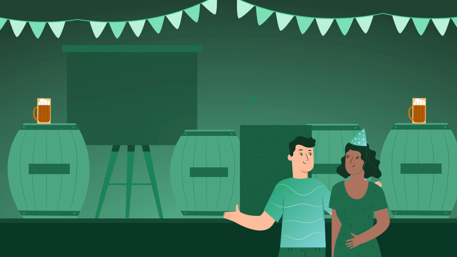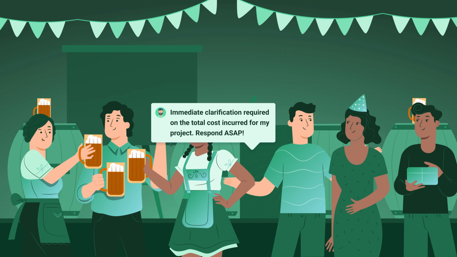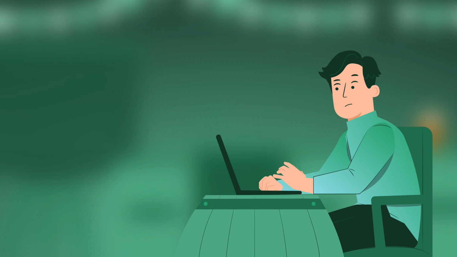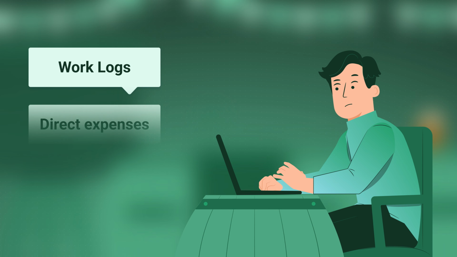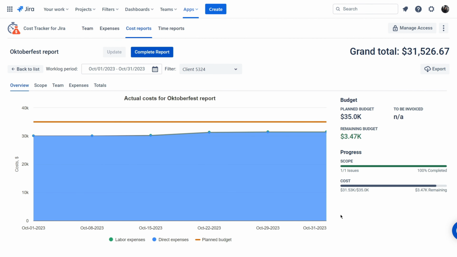Imagine you're enjoying your beer at the fest and receiving an angry message from a stakeholder, demanding to know how much his project cost. You need to open and calculate manually work logs together with direct and indirect expenses, and all of this after a few beers. Impossible. Good news, all reports are generated in seconds, and you can do it anytime.